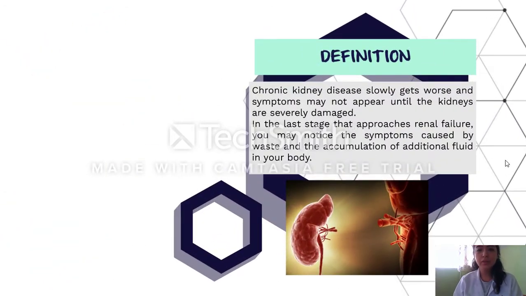Definition: a chronic kidney disease slowly gets worse and symptoms may not appear until the kidneys are severely damaged. In the last stage that approaches renal failure, you may notice the symptoms caused by waste and accumulation of additional fluid in your body.